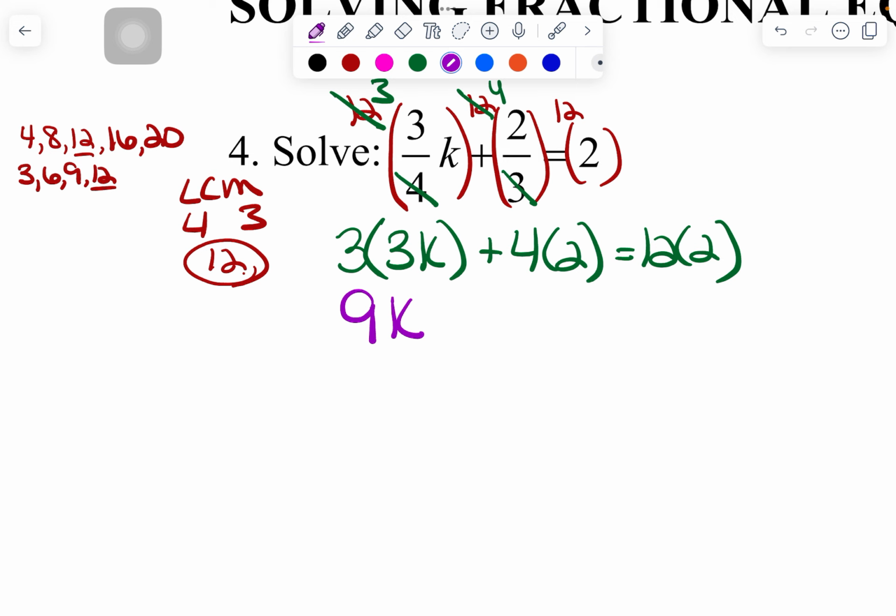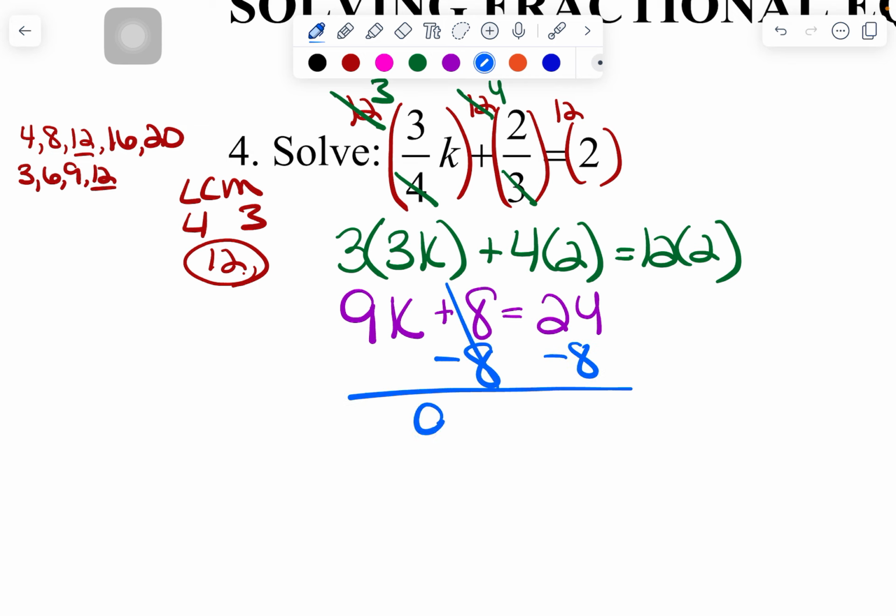So distributing where we can. Multiplying here. I said distribute, it's actually just multiplication. So 9k plus 8 equals 24 there. And then we do our inverses. So subtract 8 from both sides. So 9k equals 16. And last but not least, the last inverse here, to undo that multiplying by 9, we're going to divide by 9.